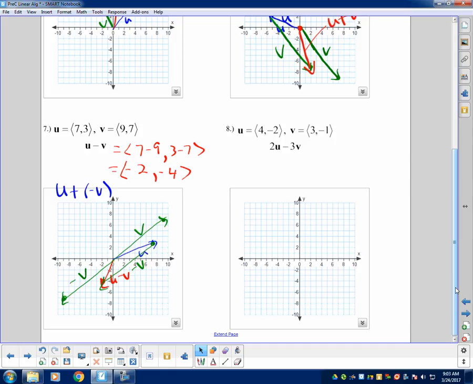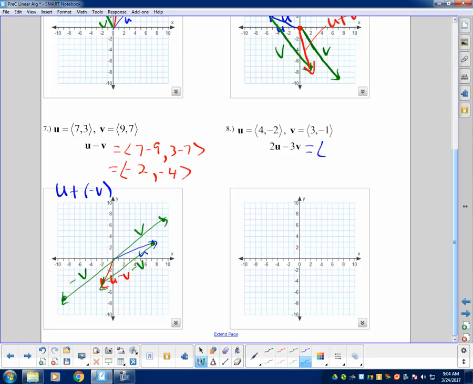Number 8, 2u minus 3v. Okay, just to show you, let's not make the craziness of colors here. Let's just find 2u minus 3v. Here we go. Can we do it? A little bit of arithmetic, maybe? So here it is. It's equal to this.